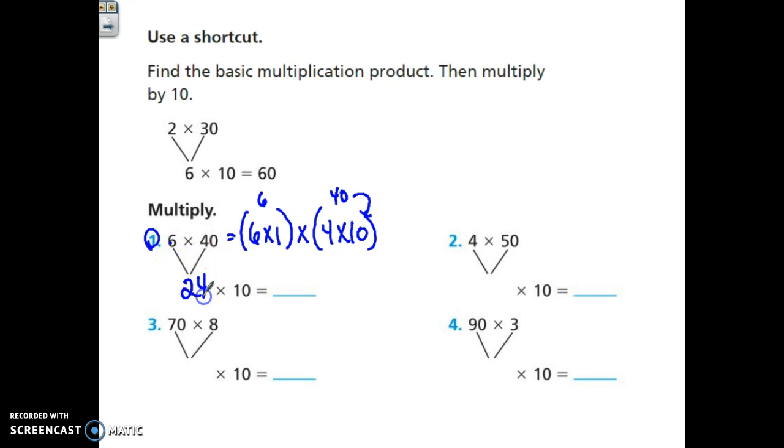Again, you're filling this in with me. Fill this in with me. 24 times 1 is 24. How many zeros do we have? We have 1 0, so I'm adding 1 0 at the end. 240. Number 2, 4 times 5.